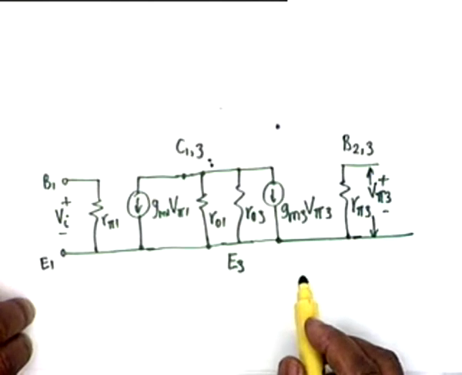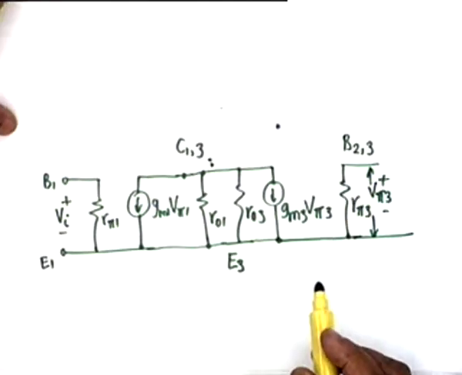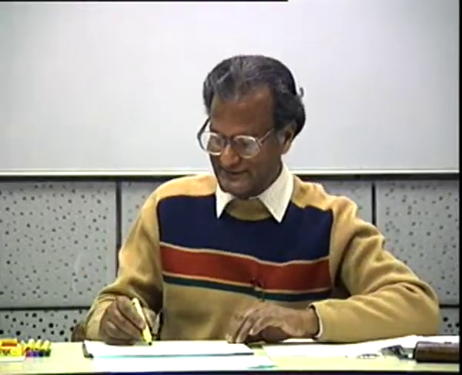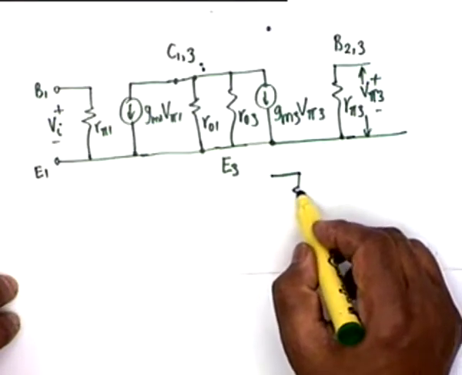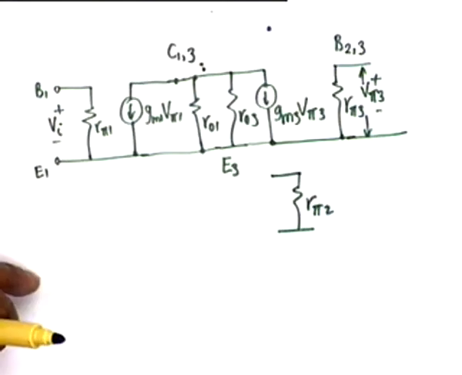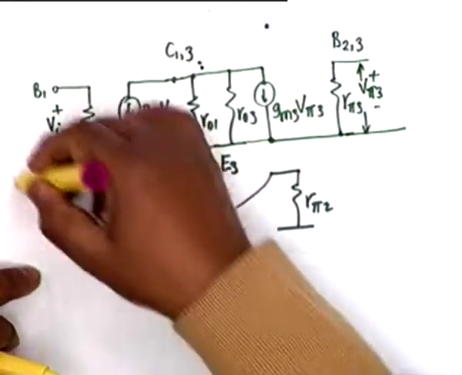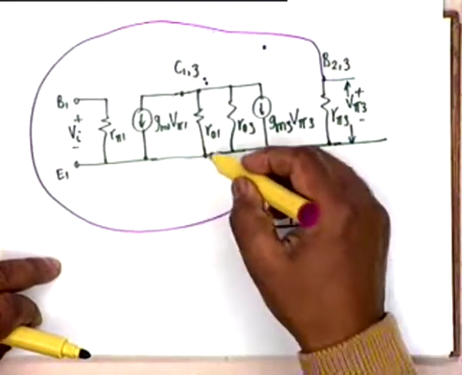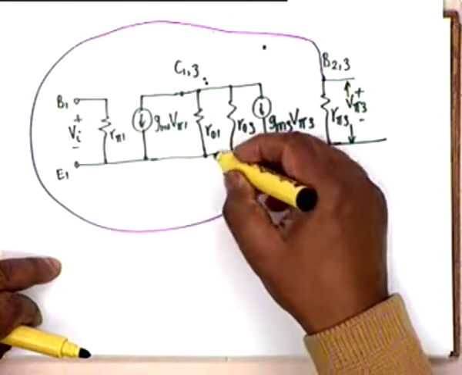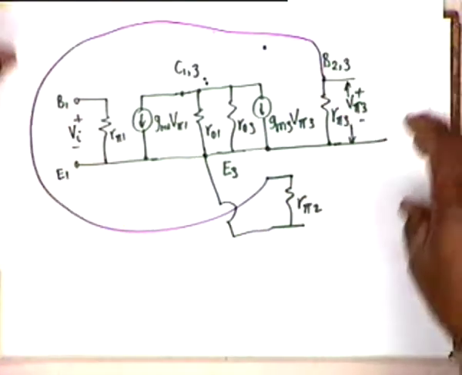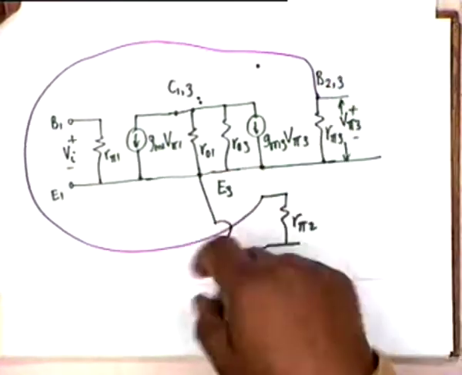What else should we have between B2, B3 and E3? What else? R pi 2. We should have R pi 2. Let me connect this so that I don't forget. Okay, and I don't have space here, so I have brought it down here.